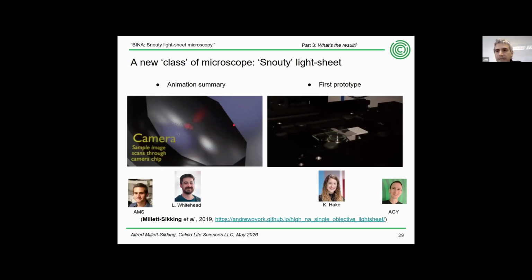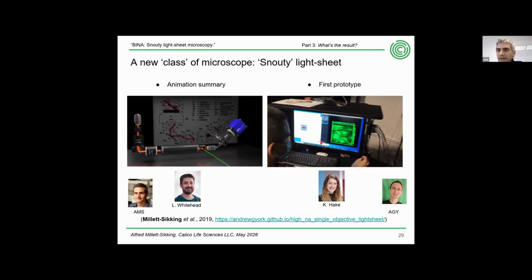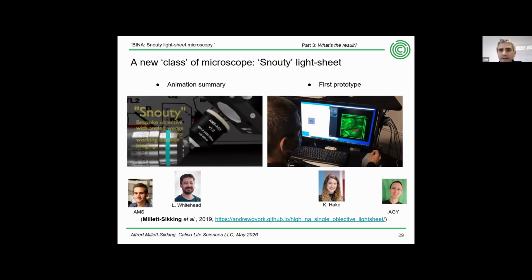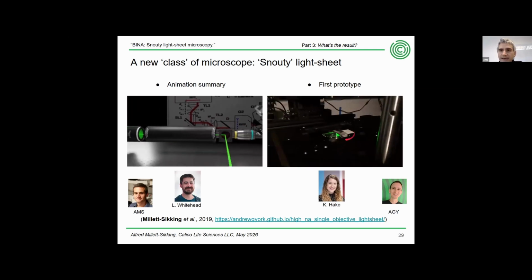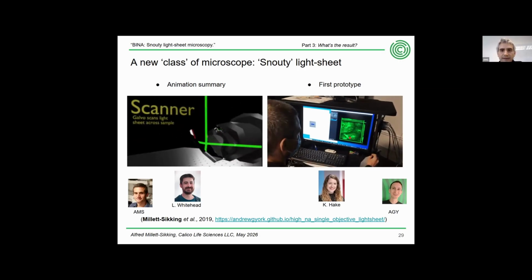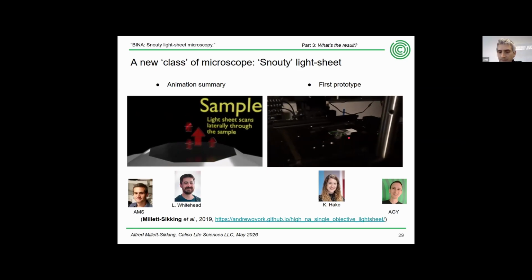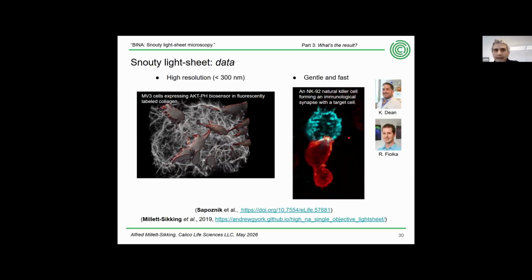All right, so the first prototype looked something like this. And here I am driving around in 3D. Here's some cells on the screen. And every time the laser flashes up there, I'm taking a whole volume. So it really is a very fast technique. We'll just watch that laser flash a couple more times. There we go. So what does the data look like?